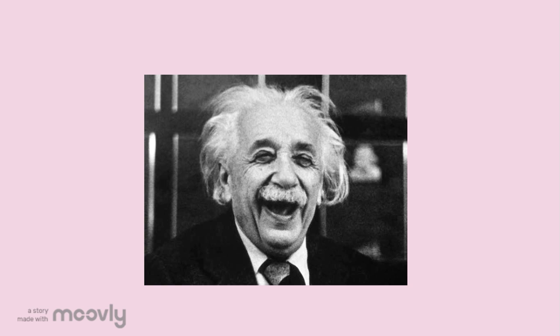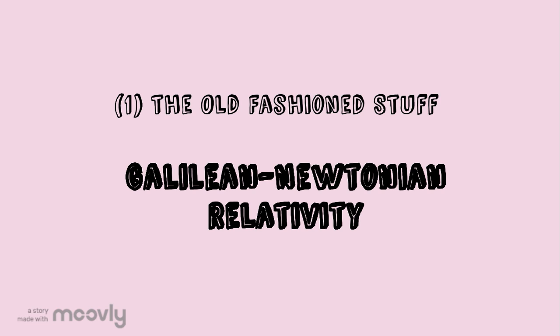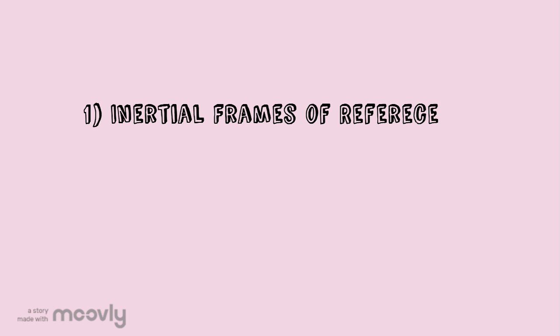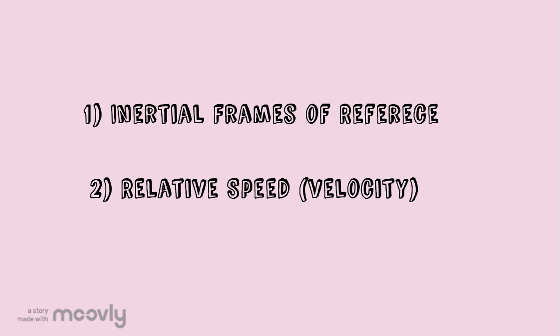So first of all, back in time to the 1800s. Everyone used to use an old version of physics because a very wise man named Albert Einstein hadn't come along yet. You might have heard of him. The old physics was called Galilean Newtonian relativity. In this section, we're going to talk about inertial frames of reference and relative speed, which we call velocity, but you can stick to speed for now.